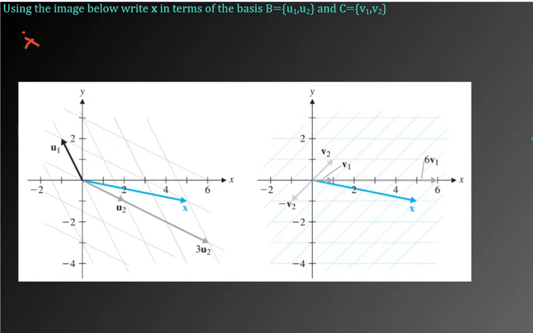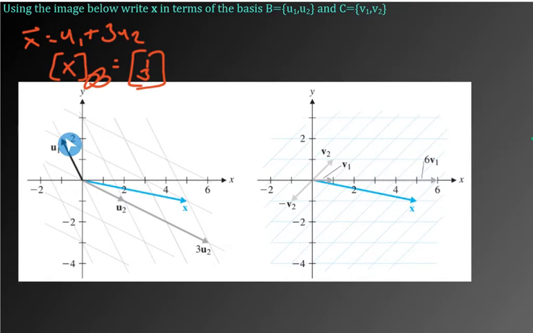We can see that X over here is just going to be U1 plus 3U2, and so we have this notation where we can say X in terms of basis B is equal to the vector 1, 3. You go one of these U1s and then you go three of those U2s, right? And so X is 1, 3 in that basis, but X could also be 5, negative 1 in the standard basis. So there are different ways to write X depending on the problem.